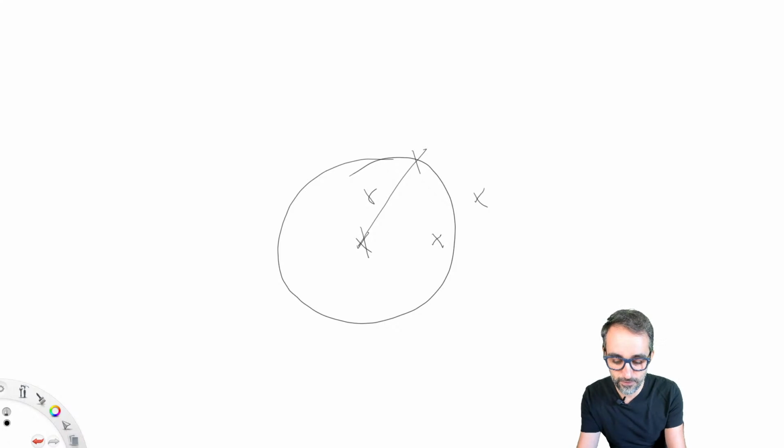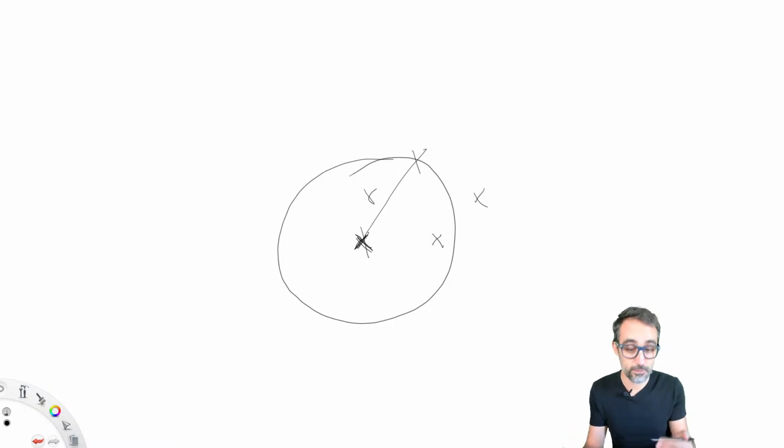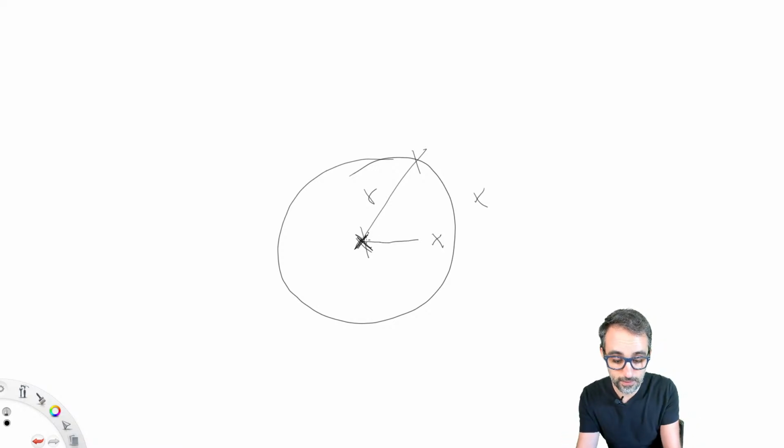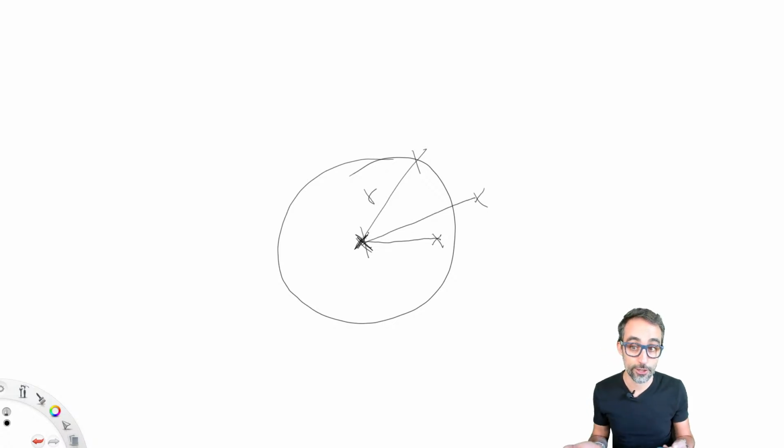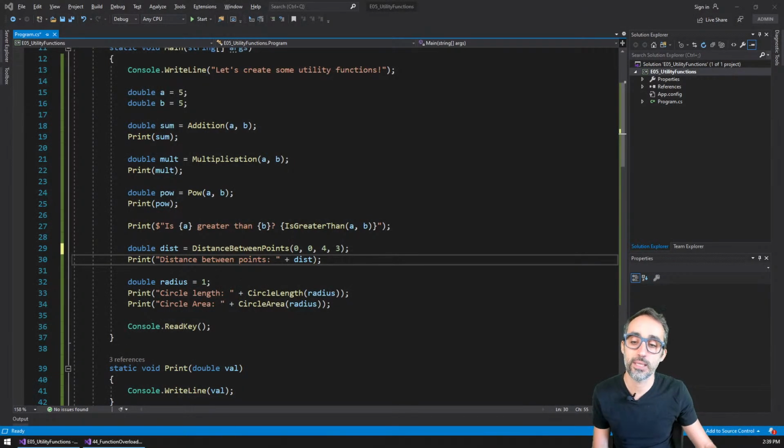If I know where the center of the circle is and I know its radius, then it's just as simple as saying, well, let me calculate the distance from the center to that point. And if that distance is less than the radius, then the point will be inside of the circle. If that distance is longer than the radius, then the point will be outside of the circle. Okay, so it will return true or false. So let's see how we would implement that.